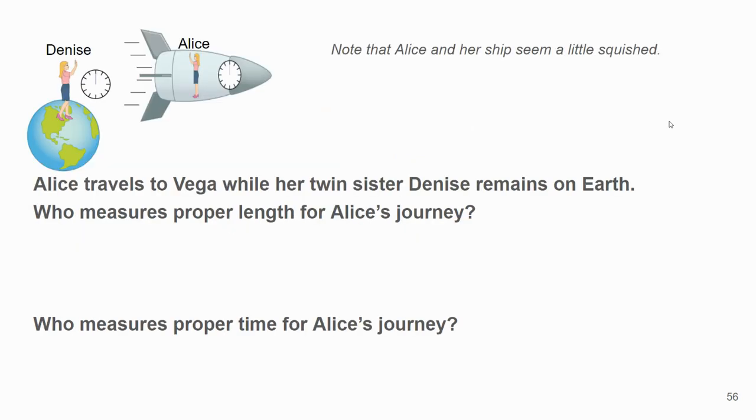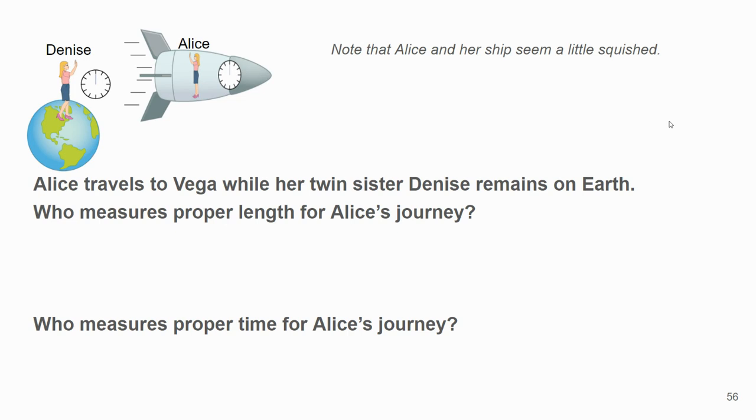So in an earlier class, we talked about time dilation and Denise and Alice traveling very quickly to Vega. Now we're going to talk about length contraction. So they're twins. Denise will stay on Earth. Alice is going to fly off to Vega at a very high velocity.